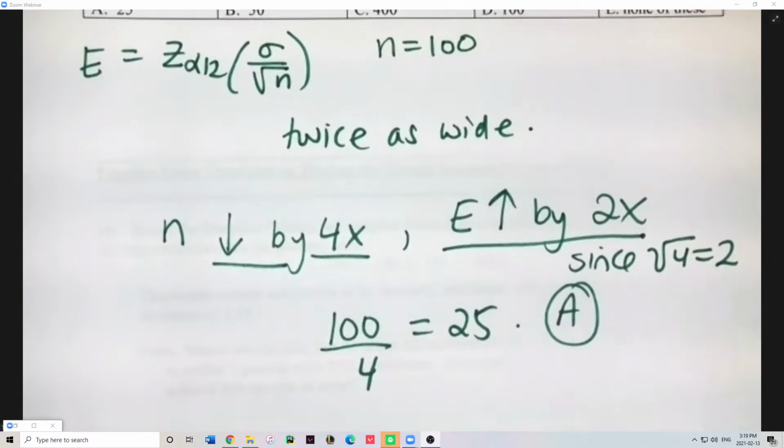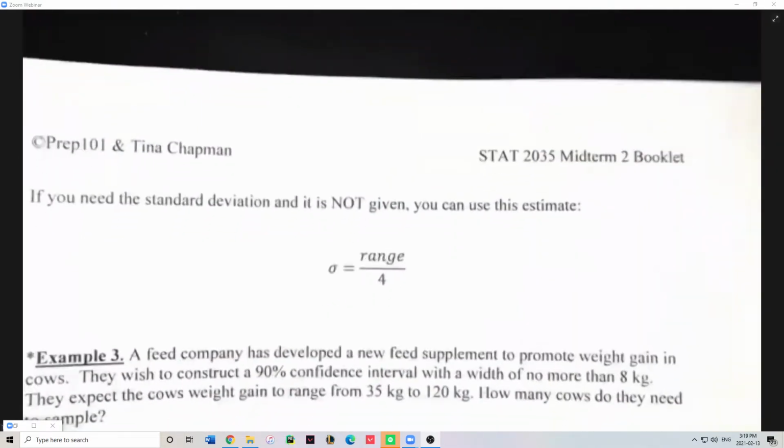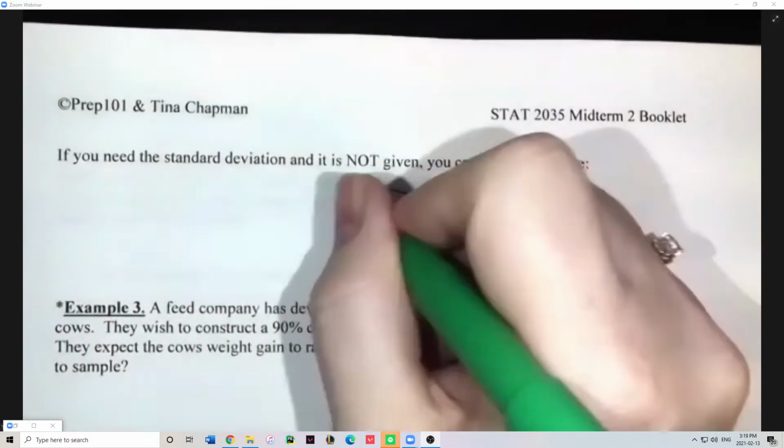Okay, now what happens in a question if they don't give you the standard deviation? Then you do have a way to estimate the standard deviation, okay? So the estimate of the standard deviation is the range divided by 4. And this is something that isn't typically on your formula sheet, so you do usually have to memorize this in case they ask it.